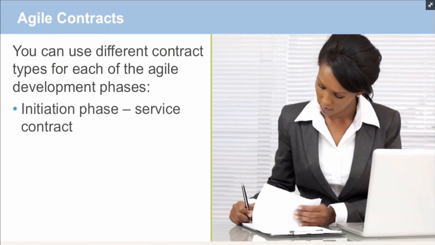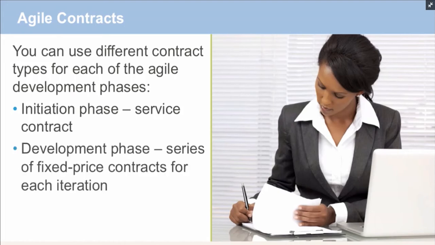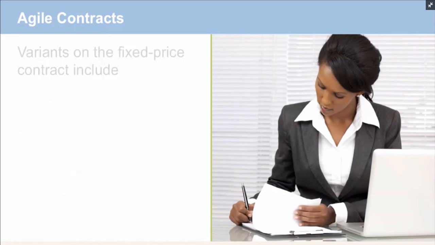So, for example, in the initiation phase, you may use a service contract, which instead of measuring a specific deliverable, like product development, we're measuring time and cost and materials spent on coming up with, for example, a roadmap or a plan or a story map within that project. The next phase, or the development phase, may be a series of fixed price contracts for each iteration.